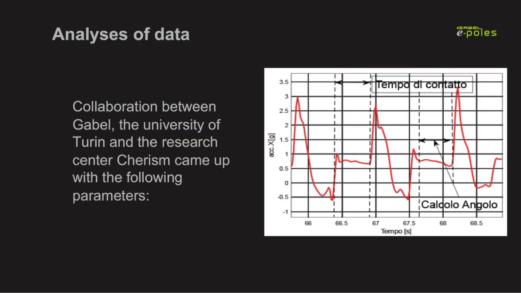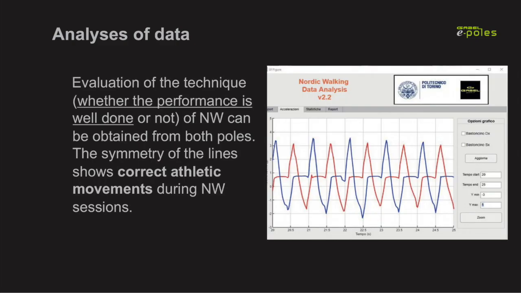The collaboration between Gable, the University of Turin, and the Research Center of Tourism define the following characteristics as well. Evaluation of the general technique of Nordic Walking is based on the data from 2 poles, whether the performance is well done or not. As you can see in the image, the symmetry shows the correct athletic movements during the Nordic Walking session.